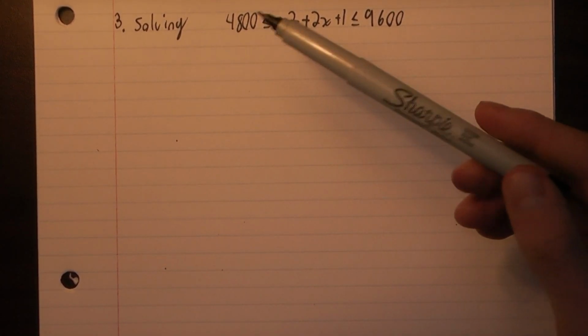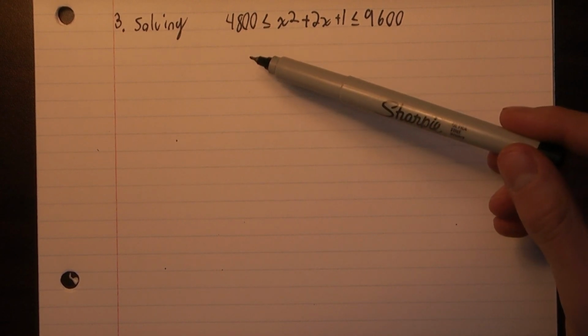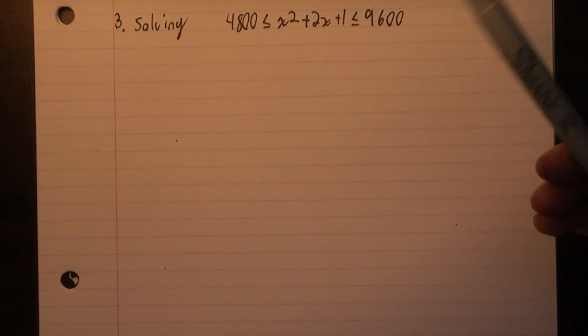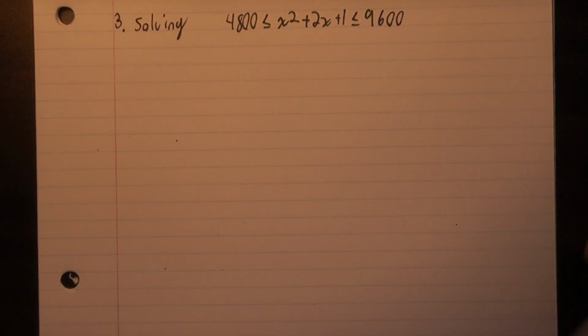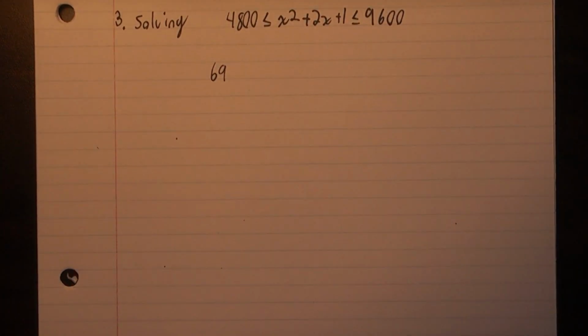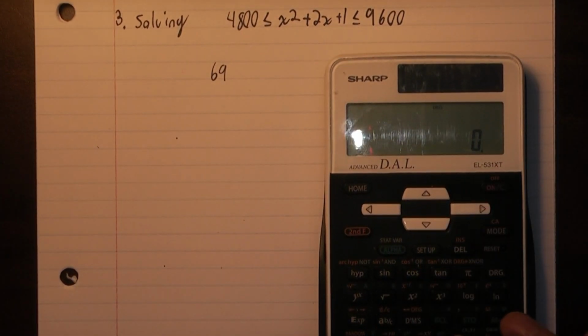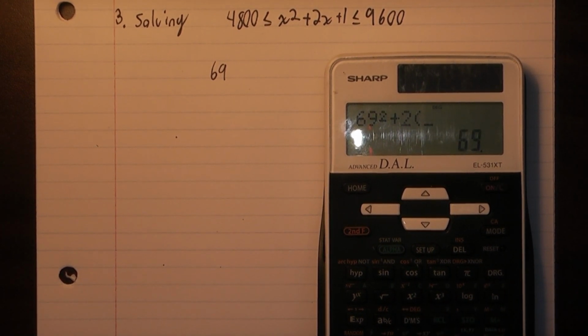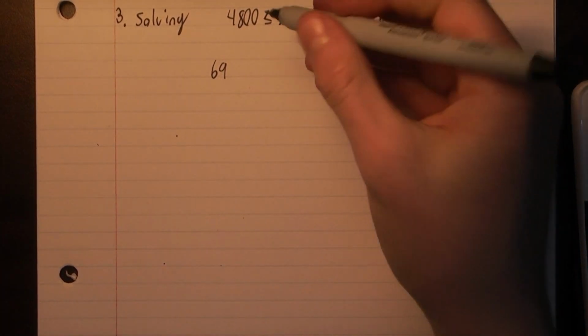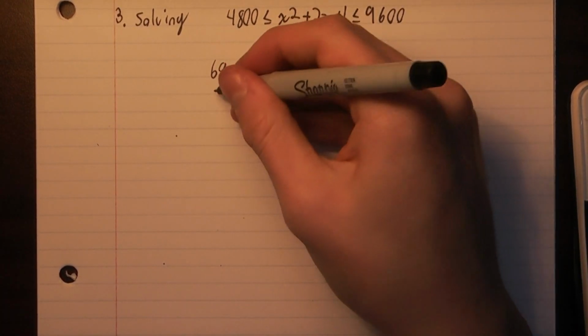So the square root of 4,800 is a little under 70 because the square root of 4,900 is 70. So I'm going to go with 69. Now if I use my calculator to calculate 69 squared plus 2 times 69 plus 1, I get 4,900. So 69 does work, but it is over 4,800. So what about 68?